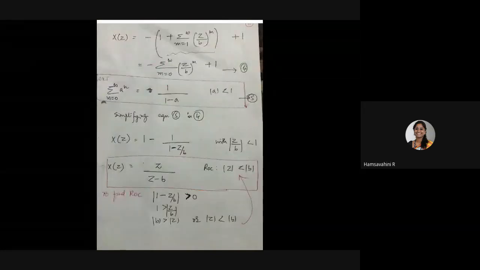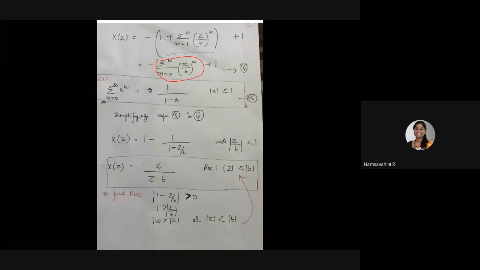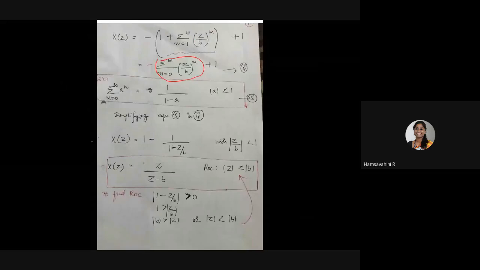So now for this, we know the expression. 0 to infinity, it is 1 by 1 minus a. In this case, a is z by b. So simplifying, I'll get x of z is equal to this 1 minus this term, 1 by 1 minus z by b.